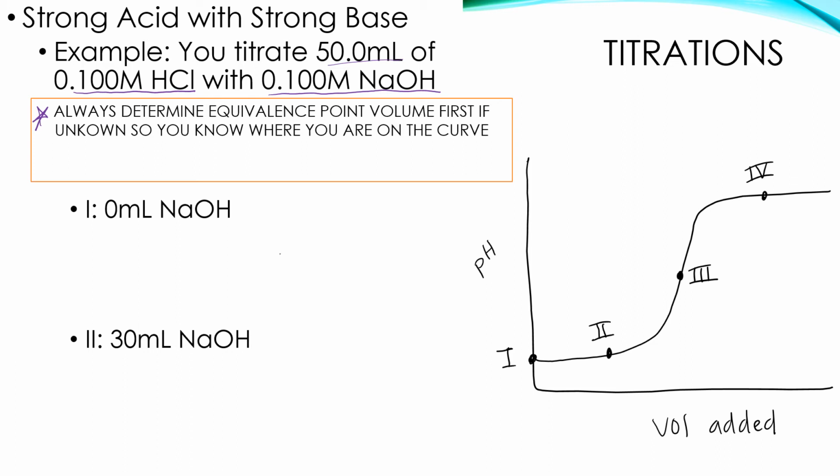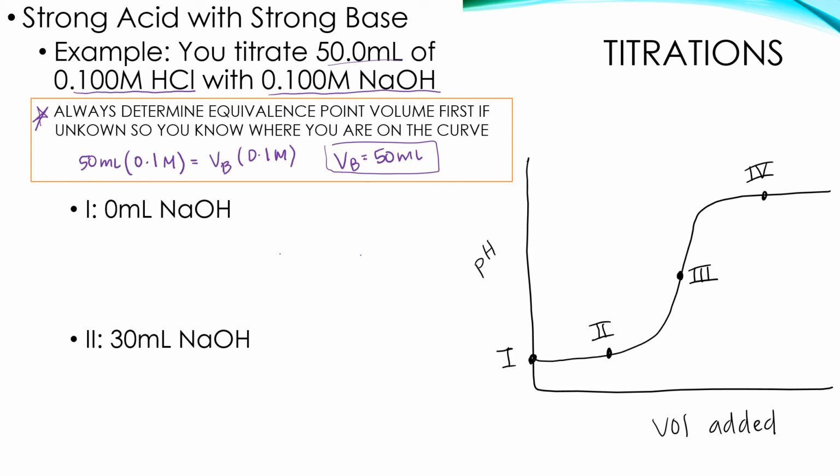So we're going to say 50 milliliters times 0.1 molar equals, I don't know the volume of base, but I know that it's 0.1 molar. So of course, 0.1 times 50 divided by 0.1, 50 milliliters is my equivalence point volume. Now, for example, number 2 says after I've added 30 milliliters. Because I know the equivalence point volume is 50, I'm in region 2 at 30 milliliters. I haven't reached my equivalence point yet.